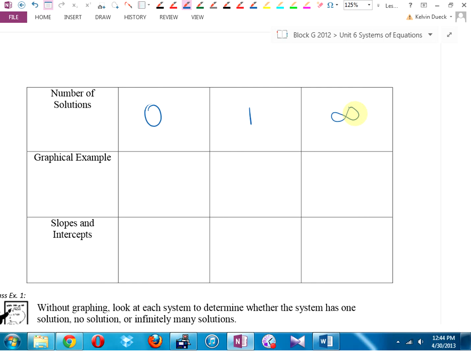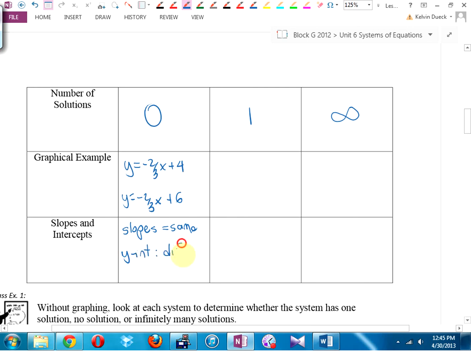So, number of solutions. Let's make up a graphical example of something that has no solutions. I'm going to make up the first equation: y equals -2/3 x plus 4. Can someone make up another equation that would give us no solutions? Sure, go ahead, Brendan. How about y equals -2/3 x plus 6. There you go. Slopes, same. Y-intercept, different.